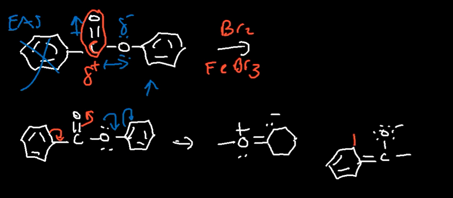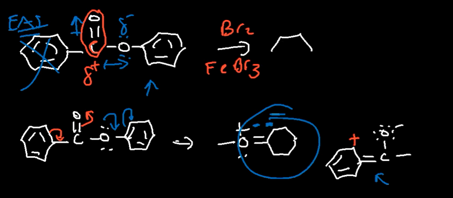And as you can see, the ring has a positive charge instead of a negative charge. And in EAS, the ring has to be the nucleophile. And right now, this ring is more nucleophilic than this one because it has a partial negative charge. So the bromine atom is going to go on the ring that's on the right, the one that's activated.